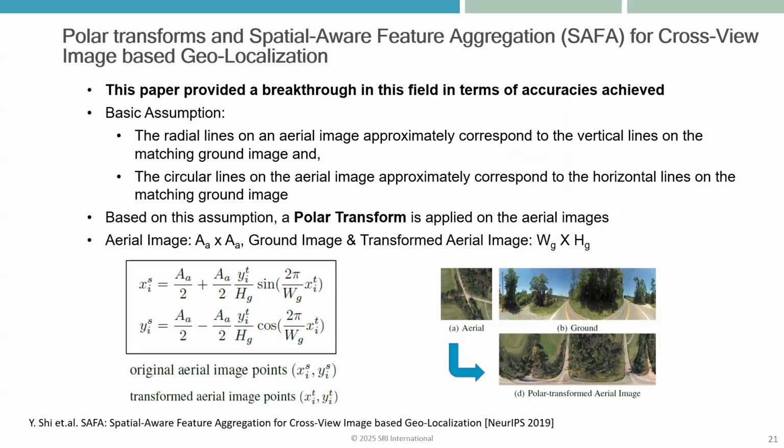One breakthrough which came in this field, which really advanced the results, was this technique called SAFA. And this was developed in 2019 by Shi et al., the group in Australia. What they did, the first idea they had, was make the aerial image look more like the ground panorama. So the way they did it was a polar transform. They take the aerial image, and they had this intuition that vertical lines in the ground image correspond to radial lines in the aerial image, and circular lines in the aerial image correspond to horizontal lines in the ground image. And so they did this polar transform based on these equations to create a polar transformed aerial image. And then they do matching between these. So that was one of the key intuitions they had.